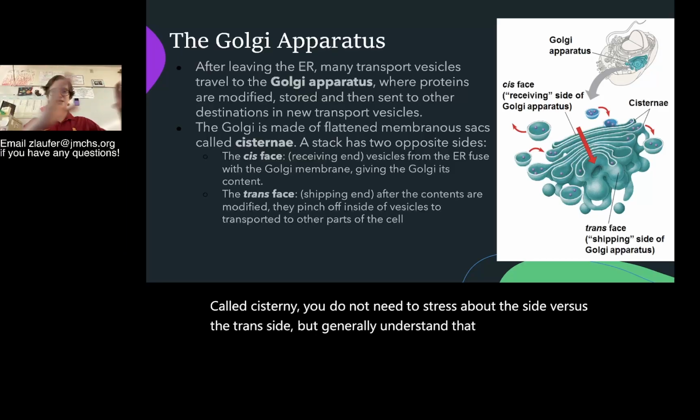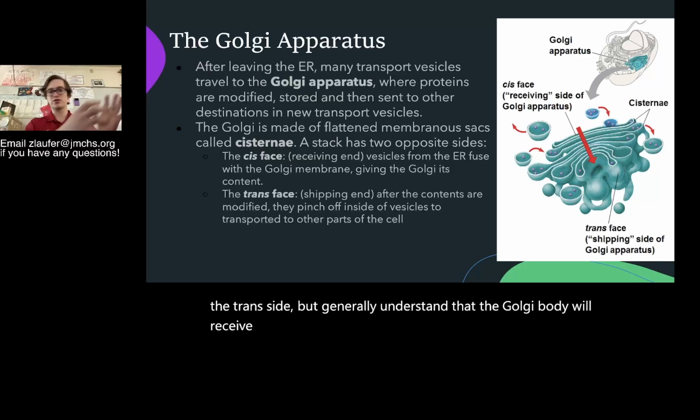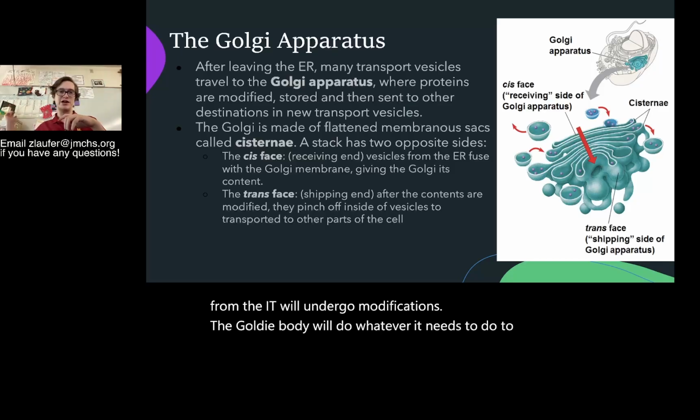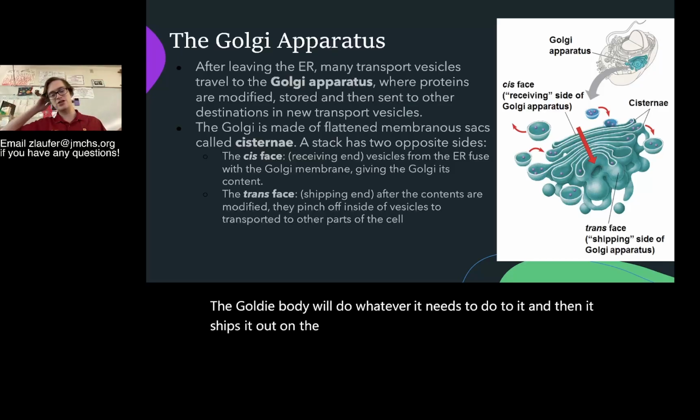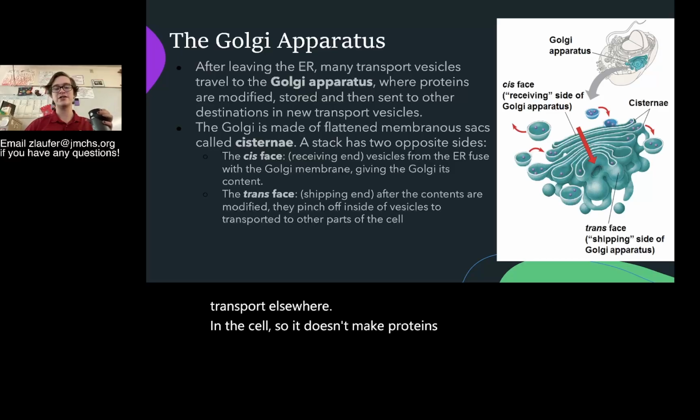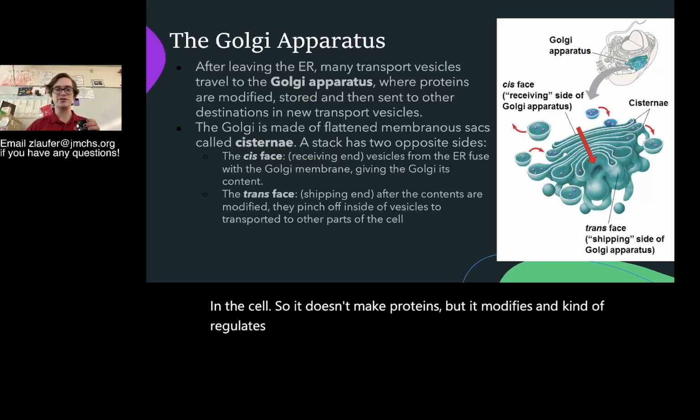You do not need to stress about the cis side versus the trans side, but generally understand that the Golgi body will receive proteins or vesicles, whatever is in them, could be lipids, from the ER. It will undergo modifications. The Golgi body will do whatever it needs to do to it, and then it ships it out on the other side, pinching off, forming new vesicles to transport elsewhere in the cell. So it doesn't make proteins, but it modifies and kind of regulates where they go. Helps us specialize, helps us compartmentalize.